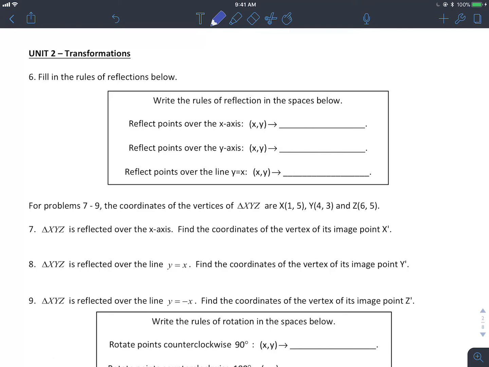Okay, guys, again, this is going to be in parts, so this is just going to cover Unit 2. Unit 2 is talking about transformations. We are looking at the reflection rules.